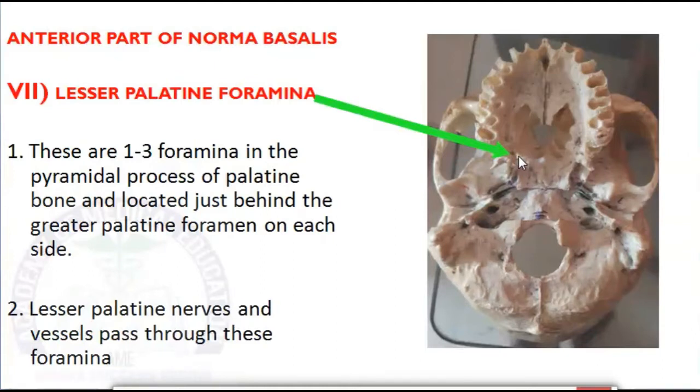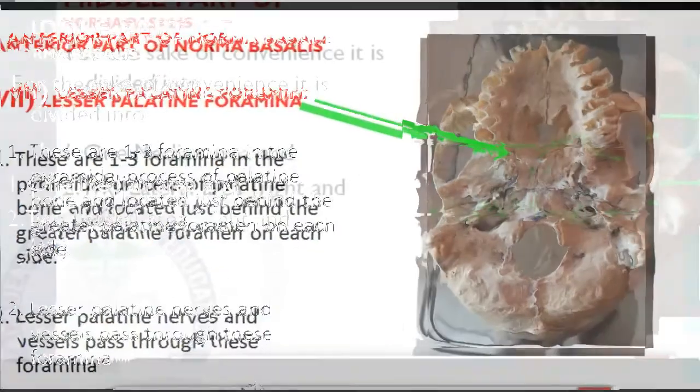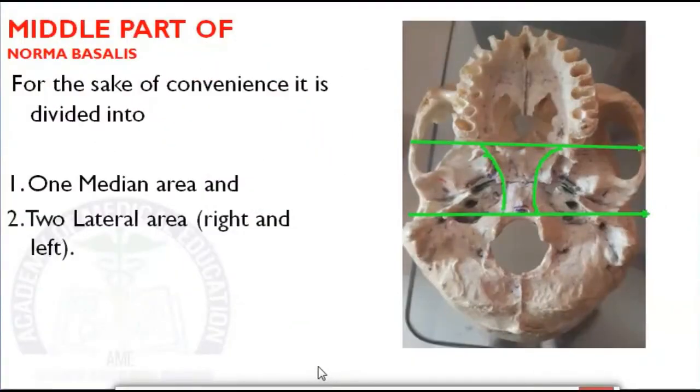Lesser palatine nerves and vessels pass through these foramina. Now we come to the middle part of the norma basilis view. For the sake of convenience, it is divided into two parts: one median part, and the two lateral parts, right and left. This is the anterior horizontal line, and this is the posterior horizontal line. In between them is the middle part of the norma basilis view, which is divisible into the median part and the right and left lateral parts.